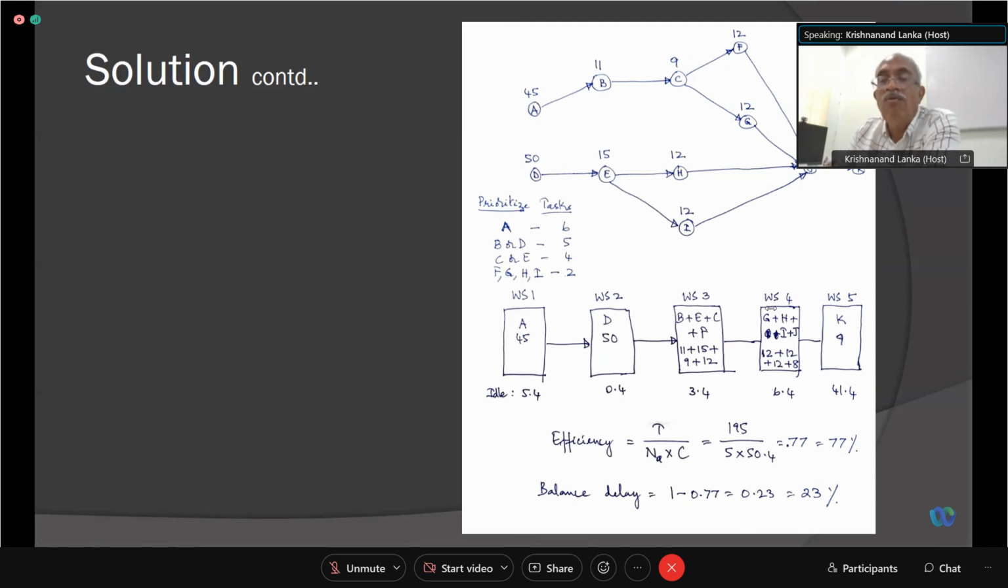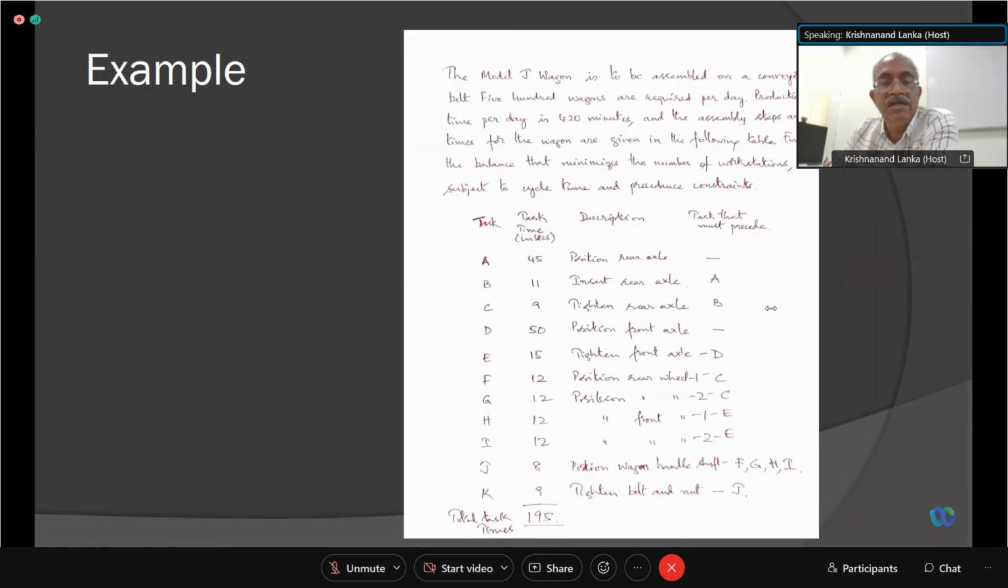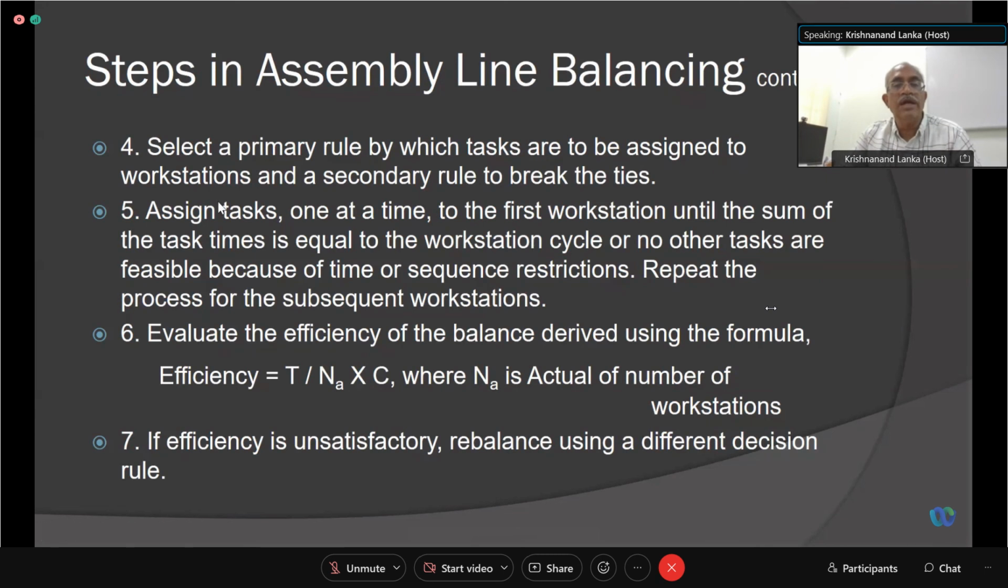So here, this is how you try to use this. Select a primary rule by which tasks are assigned. The primary rule that we have used is how many subsequent tasks have to be completed. That is the primary rule. A secondary rule could be, out of the 2 tasks which are competing for allocation, whichever takes more time or less time; you take that as a rule and then allocate to a particular workstation.